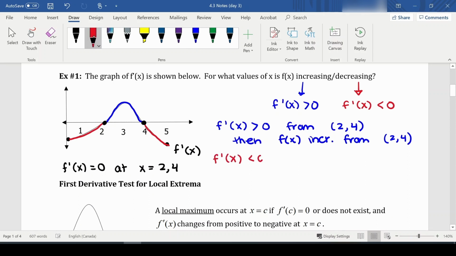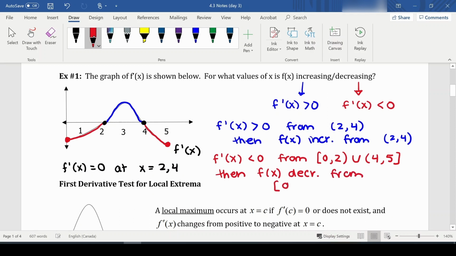For less than 0, we would be less than 0 from 0 to 2, including 0, that endpoint there. It is negative at 0, but not negative at 2. And also from 4 to 5. Again, it is negative at 5, but not at 4. So we're again not including 2 or 4, but we will include those endpoints because at those endpoints here we are actually negative. Then this means that f of x, our original function, would be decreasing from 0 to 2 and 4 to 5, including 0 and 5, but not including 2 and 4.